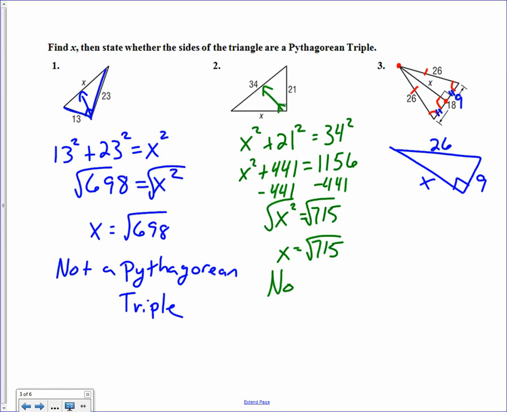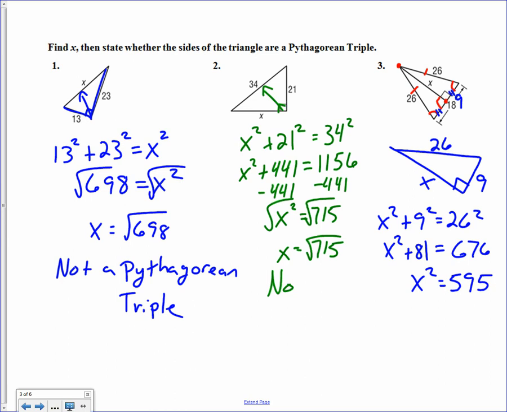So here, notice 26 is the hypotenuse. So we have x squared plus 9 squared equals 26 squared. X squared plus 81 is 26 squared. 26 squared is 676. Subtracting 81, we get 595. Again, clearly divisible by 5. However, we get 5 and 119. 119 does not have another 5 in it.